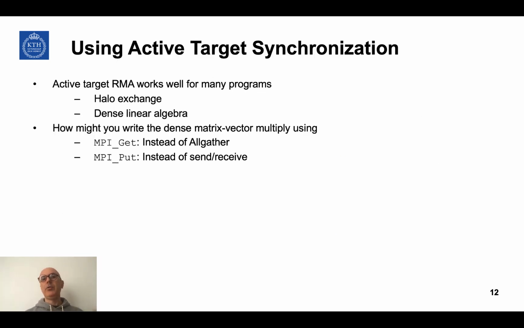So how do we use active target synchronization? Well, active target RMA works well in many programs, including typical HPC applications, for instance, halo exchange. We can use MPI fence or generalized active target to open and close the epoch. Also, the operations of dense linear algebra work quite well with active target synchronization. So the question for you is how you might write dense matrix multiply using MPI get and put.